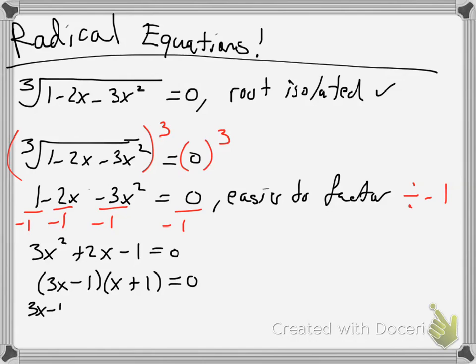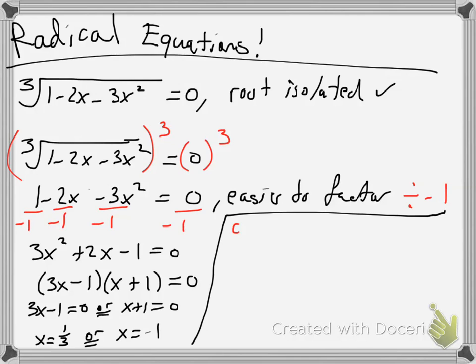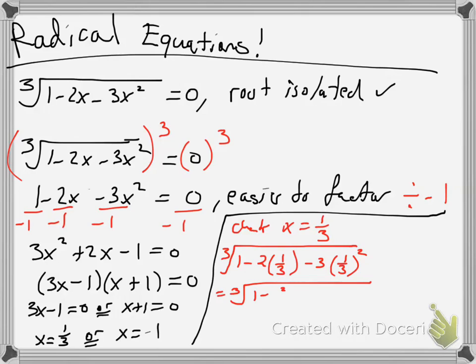Go ahead and factor that, and then set each factor equal to 0, and then we'll solve both of those linear equations. And then we'll go ahead and check them. So we're going to check them in the original equation, and they should equal 0.